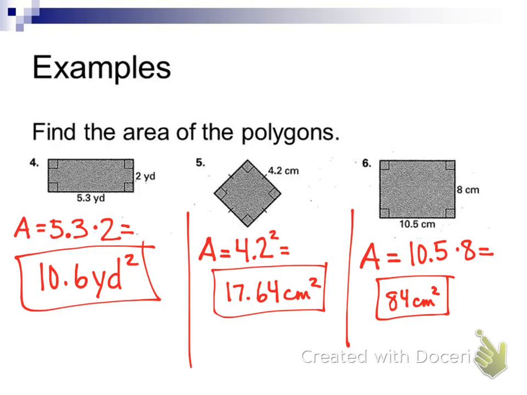Then we're going to look at doing these problems in reverse. I'm going to tell you the area. I'm going to give you one of the dimensions and you're going to find the other one. Questions on these though? These are the pretty straightforward ones.